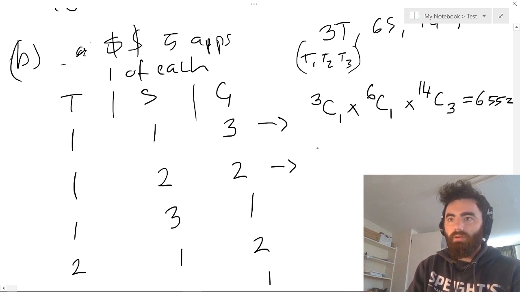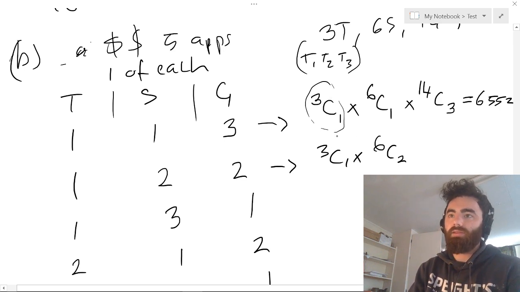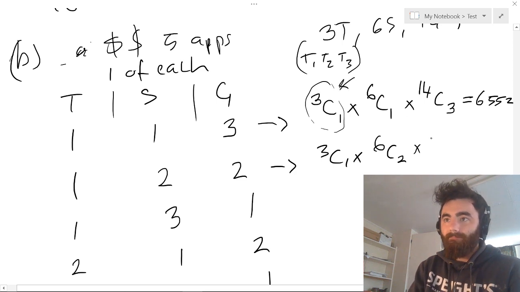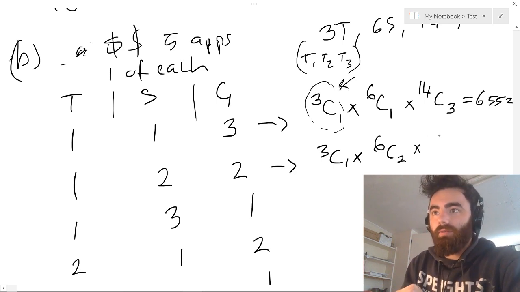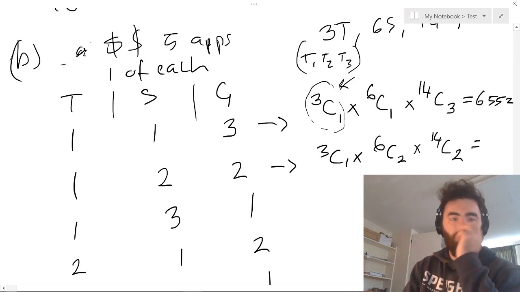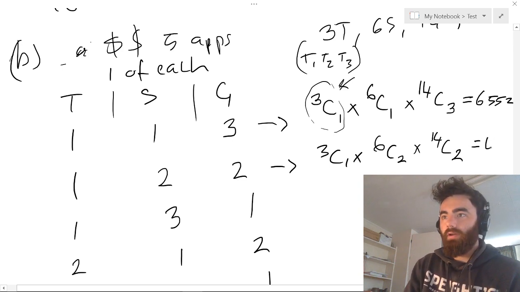And you do the same for this one. 3C1 times 6C2, I hope this makes sense. Understanding this, you should really go away and make sure you understand what it means for this to happen. Don't just plug it in your calculator. Khan Academy usually will do a good job of helping you out with that. I can too, but time is limited. So then we got 14C2, and that equals 4,095.